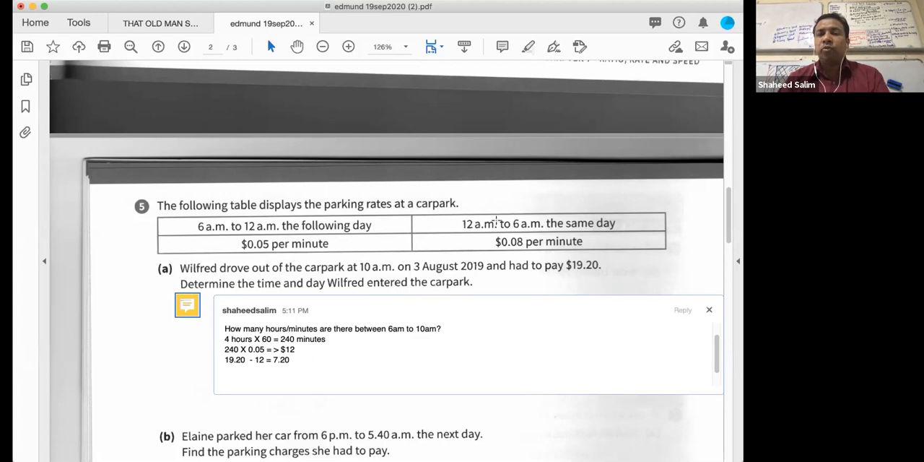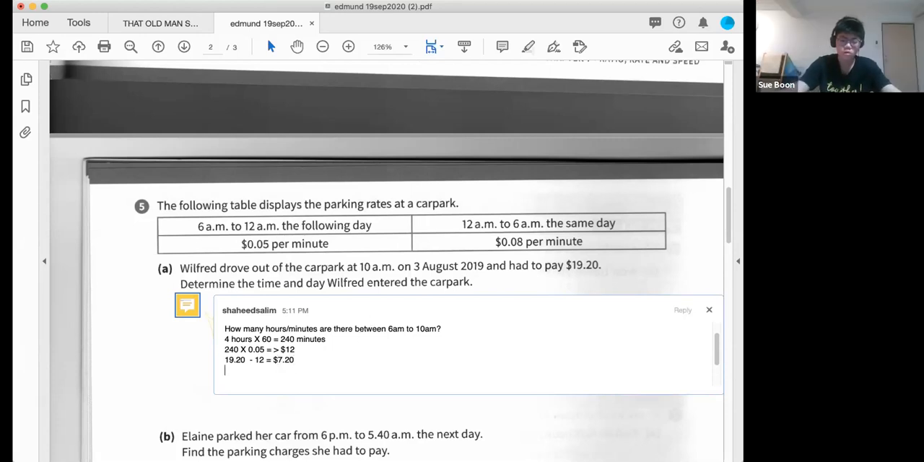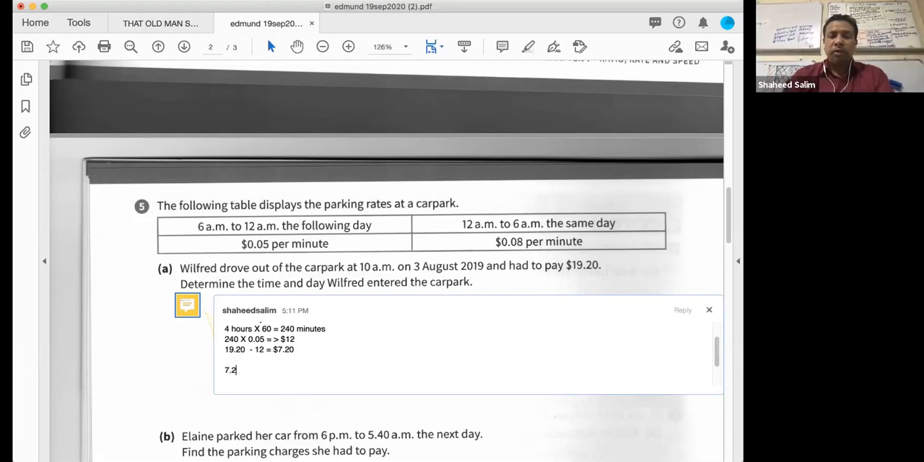Now the $7.20, it has a different rate down here. This is from 12 a.m. to 6 a.m. After 6 a.m. in the morning, it's a different rate, it's 5 cents. But between 12 a.m. and 6 a.m., it's 8 cents per minute. Can you see? So now, I know that he spent $12 between 6 to 10. There's another $7.20. I take 720 down here, divided by 8 cents.